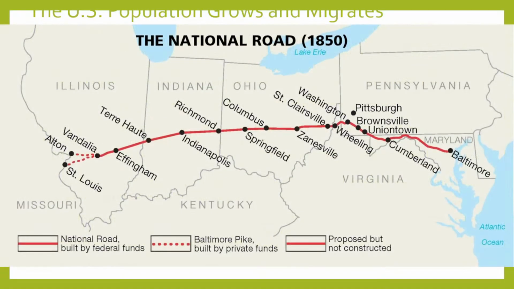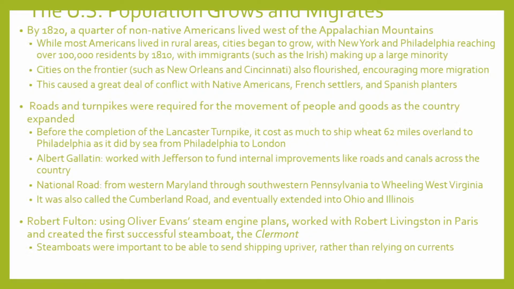This is the National Road, the Cumberland Road. It's weird that you have what was actually built and then what was proposed but not constructed, and it's the same solid line. So I don't know what that means. If Cumberland to Baltimore maybe wasn't built, because it talks about it being the Cumberland Road. So I don't know. Anyway, it goes from Maryland all the way over to Illinois and whatnot. So, yeah, pretty substantial. And it was mostly this.